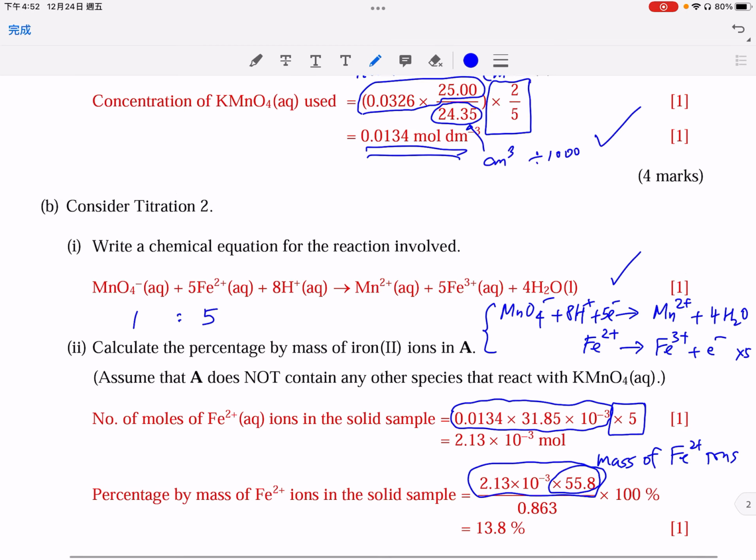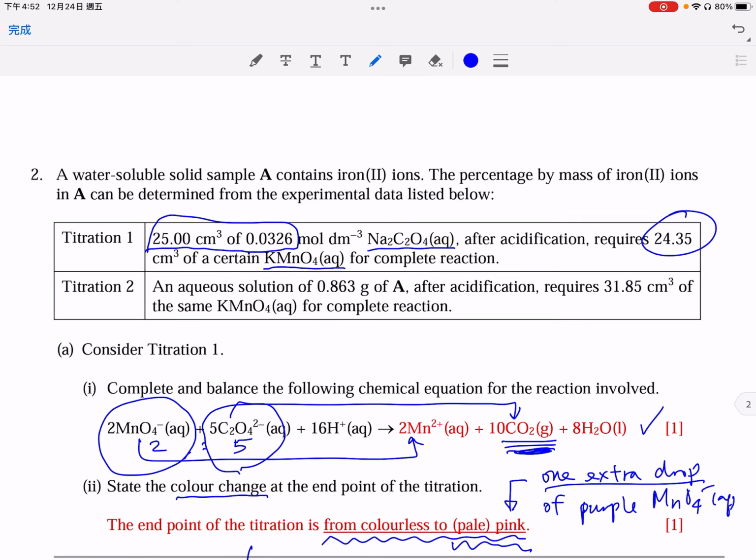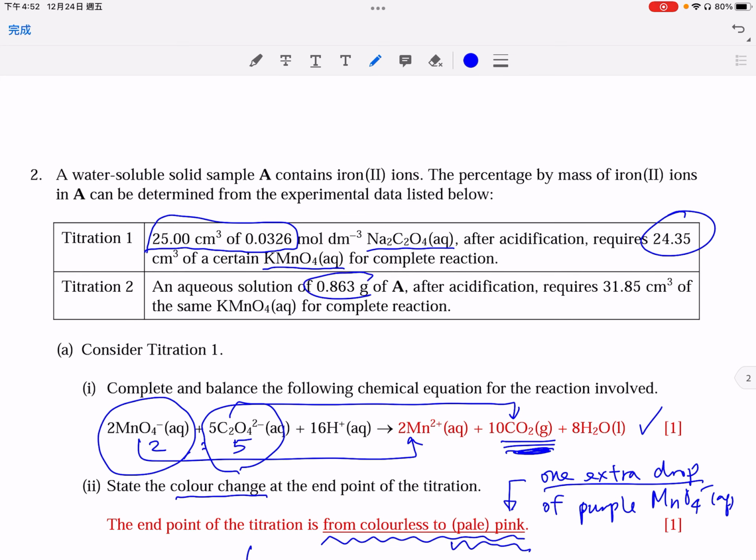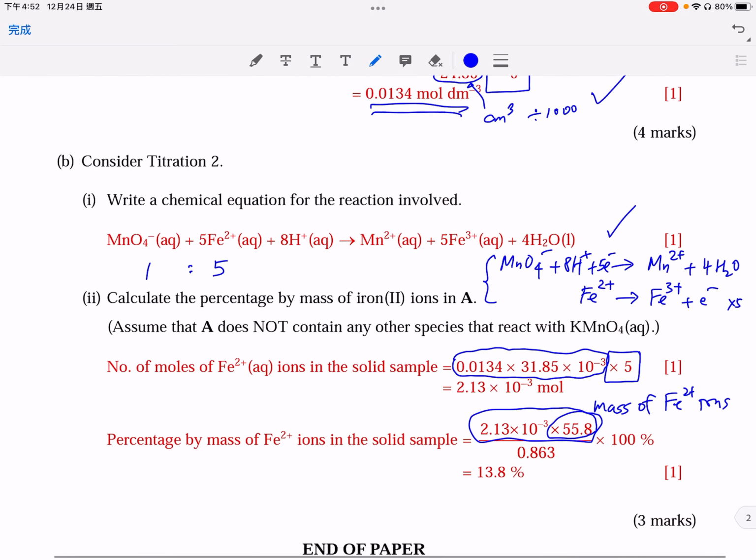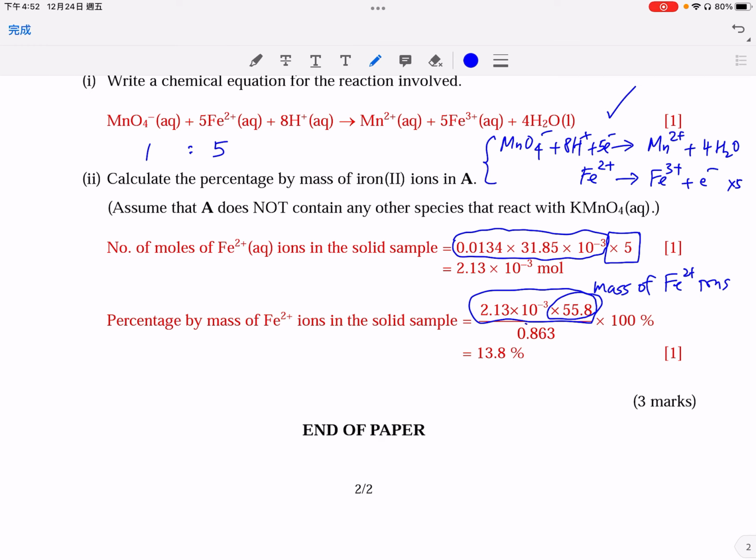Finally, refer to the question. You were told so early that the sample A has a mass of 0.863 gram. So, based on this, you found the percentage by mass of Fe2 plus ion in the solid sample A.